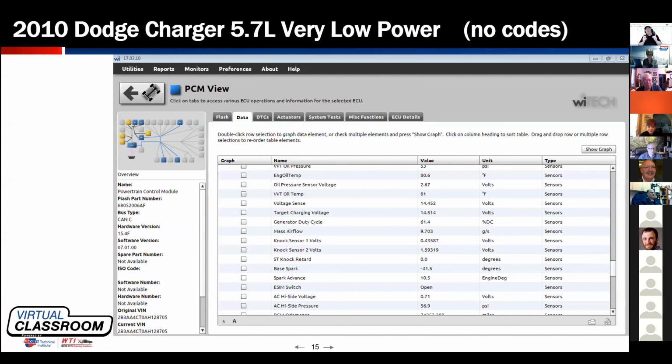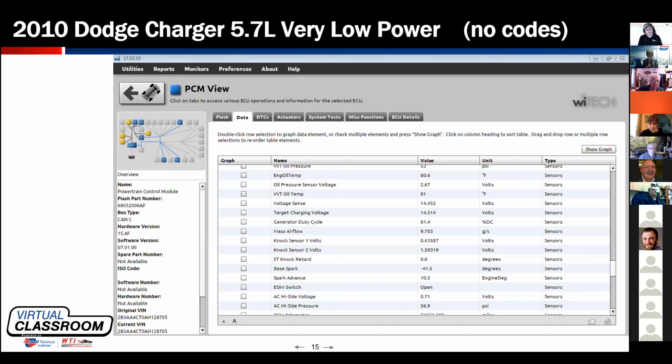We're now looking at a 2010 Dodge Charger scan tool data with a 5.7. Once again, same complaint. Very low power. A little bit of story to this car. This vehicle actually flattened a camshaft and was sent to the dealer to have the camshaft replaced. They put a camshaft and lifters in it, and it had low power ever since. They did an incredible amount of diagnostics, including replacing the injectors and the ignition systems, and even replacing the ECU.